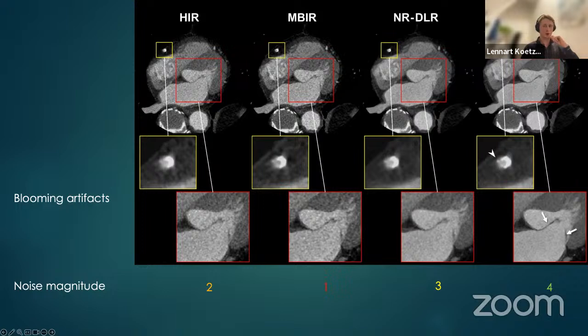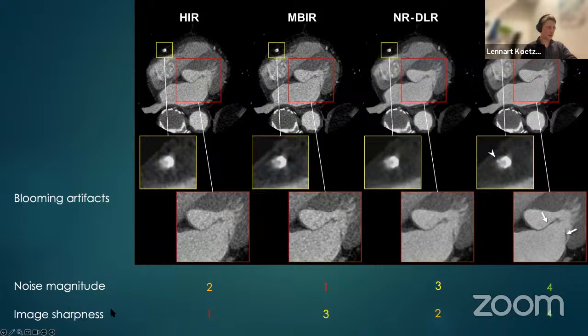However, a possible drawback was that the reconstruction time for super resolution, so this mode, was longer than the normal resolution mode, because the normal resolution mode took on average 50 seconds, and this mode took on average 115 seconds. So that's over twice as long. However, the model-based iterative reconstruction was still the slowest with 262 seconds.